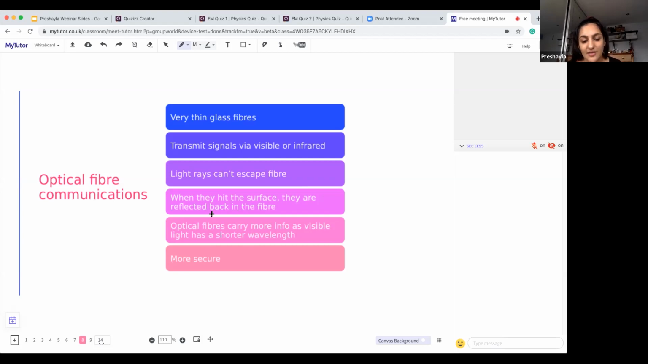When they hit the surface, they're reflected back into the fiber and can carry a lot of information because visible light has a shorter wavelength. Remember, shorter wavelength means more information. And they're much more secure than letting them roam through free space like radio waves and microwaves.